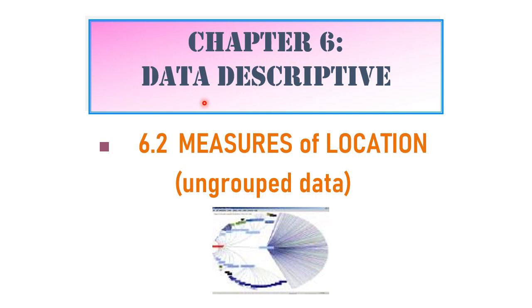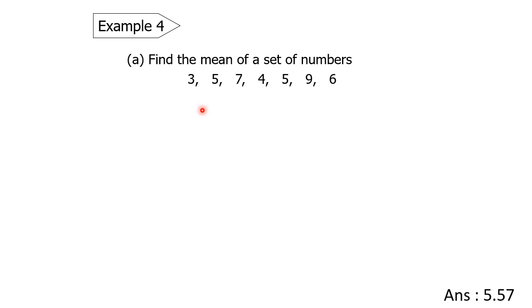So in this video, we still continue about the measures of allocation for ungrouped data, which in this video we discuss about the question and example regarding that ungrouped data for measures of allocation. So first example 4, find the mean of a set of numbers.